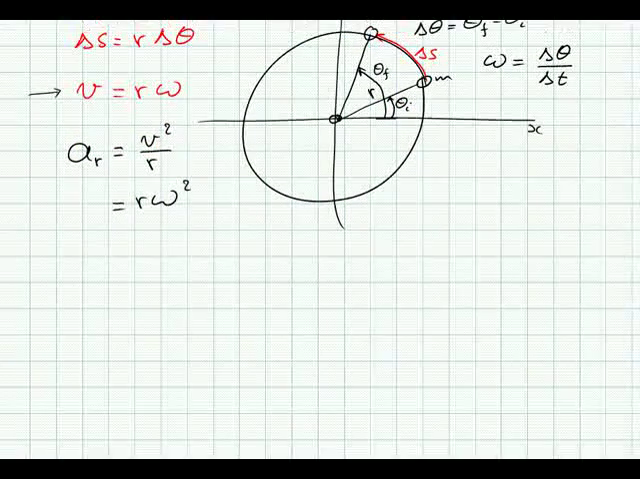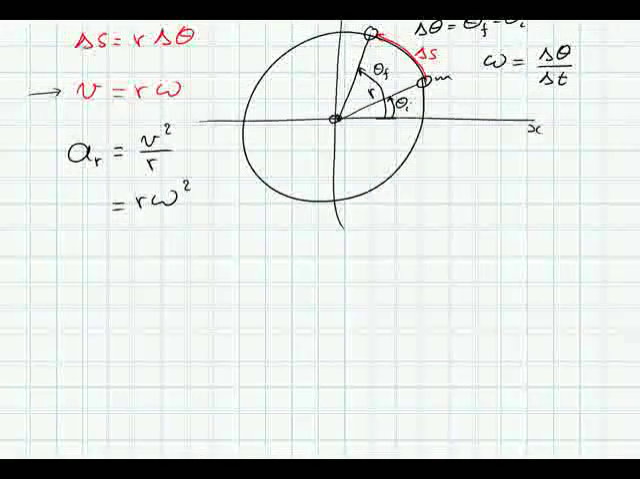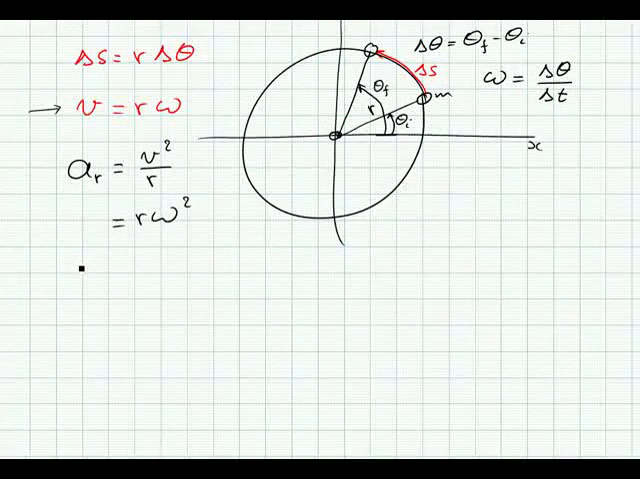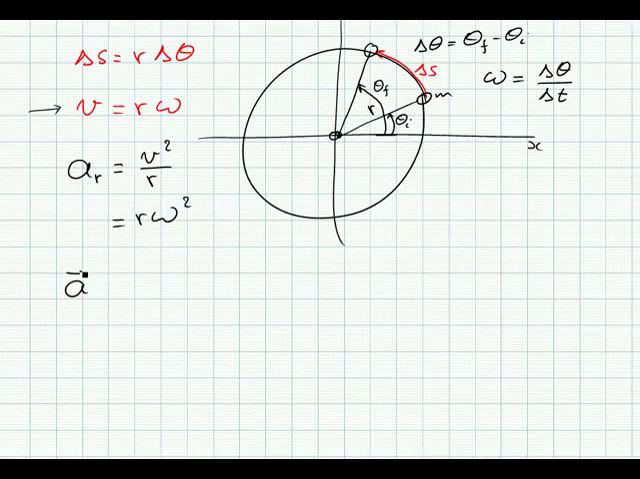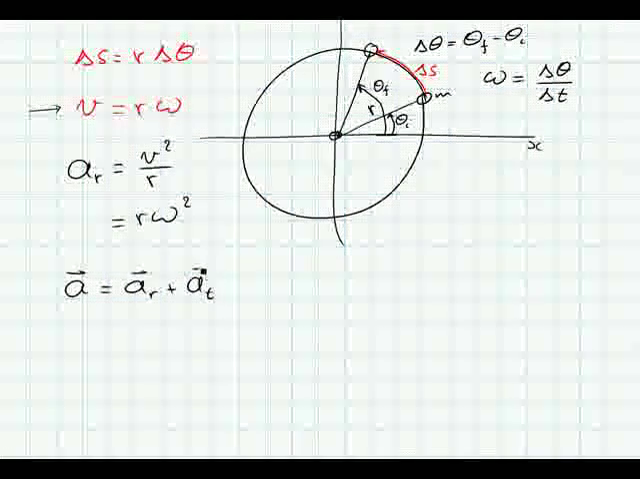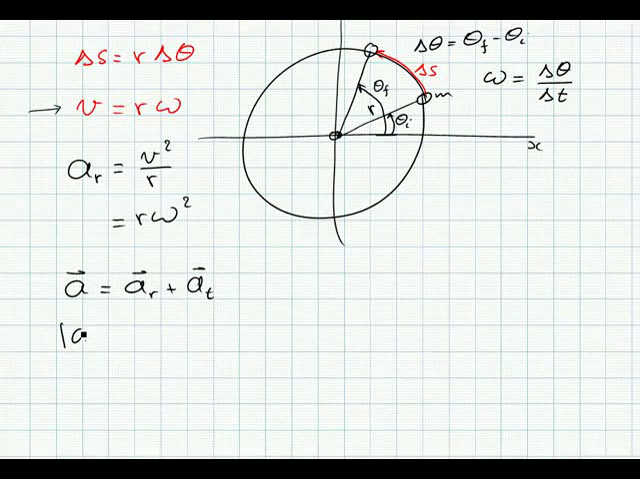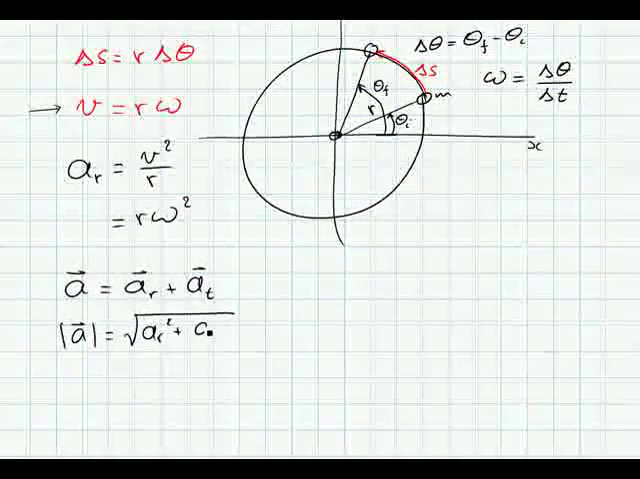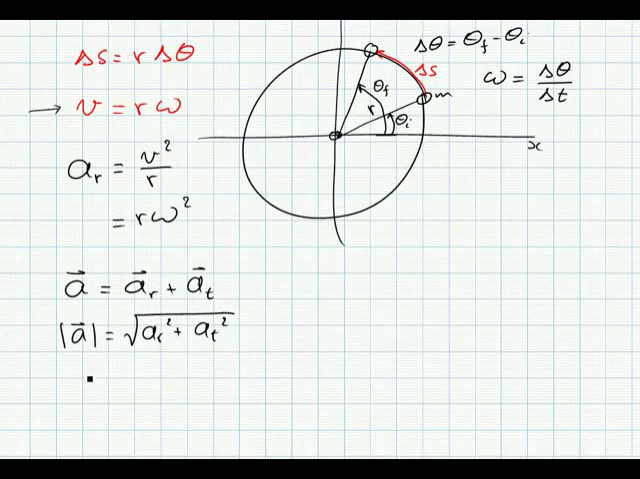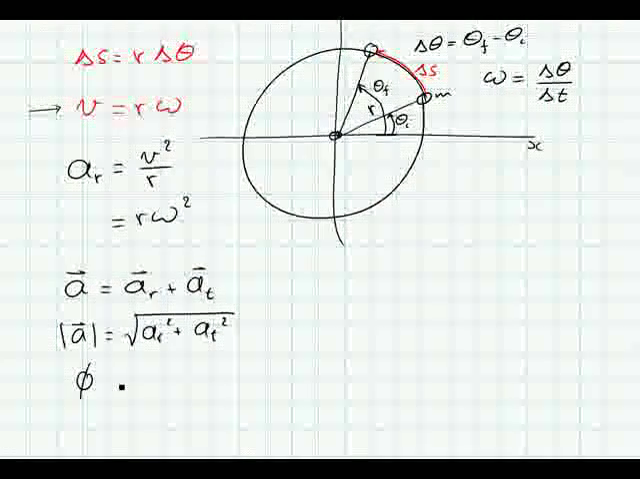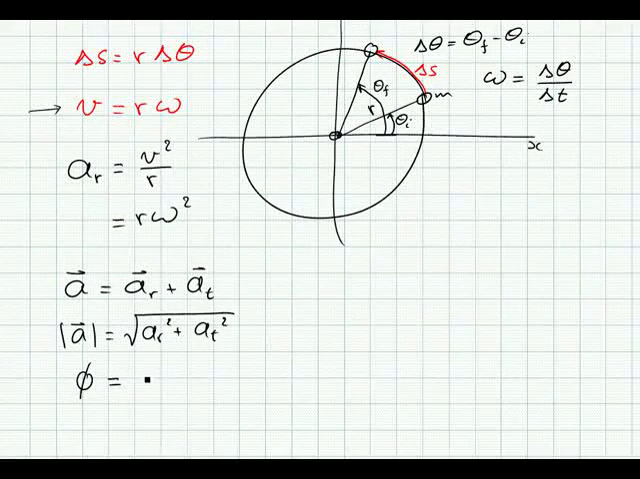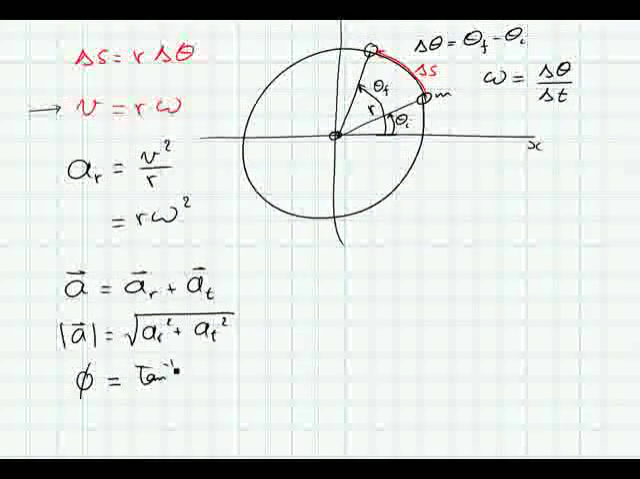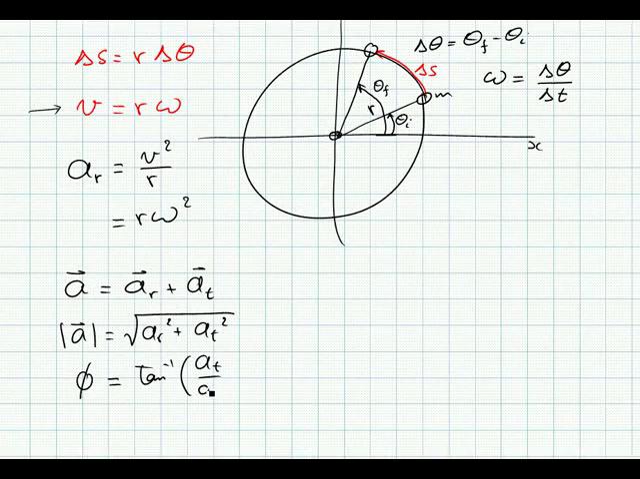And if there is also a tangential acceleration acting on the object, then the total net acceleration is the vector sum of a_r plus a_t, where the magnitude of a is given by the Pythagorean relationship, a_r squared plus a_t squared, and the angle that a makes with respect to the x-axis is given by arctan of a_t over a_r.